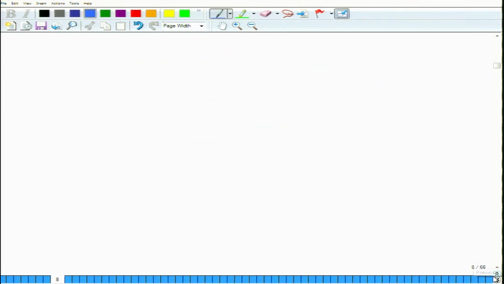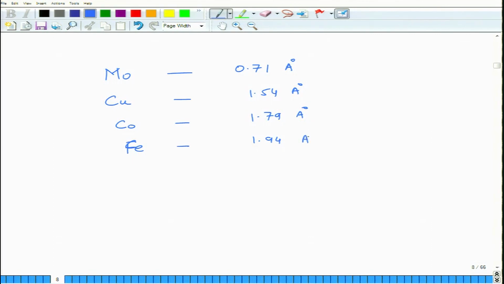So now let me give you the wavelength of various radiations that we use. For example, molybdenum gives about 0.71 angstrom. Copper we have about 1.54 angstrom. Cobalt we have 1.79 angstrom. Iron we have about 1.94 angstrom, and chromium is about 2.29 angstrom. So if you have iron containing material, we typically use cobalt or chromium. We don't use copper. So that is how you choose.